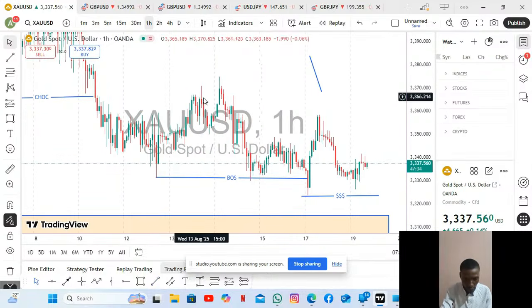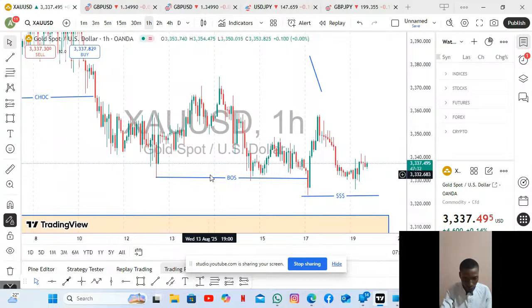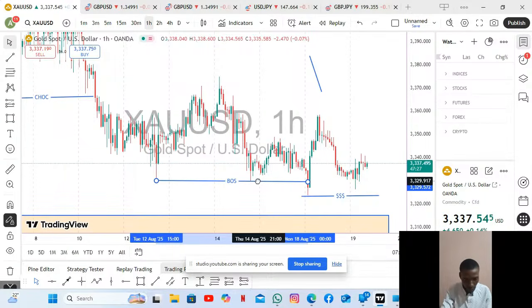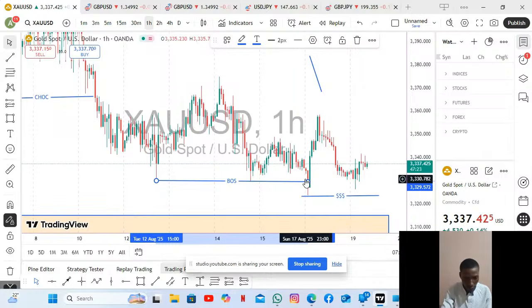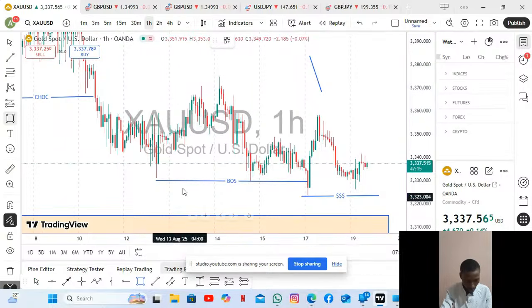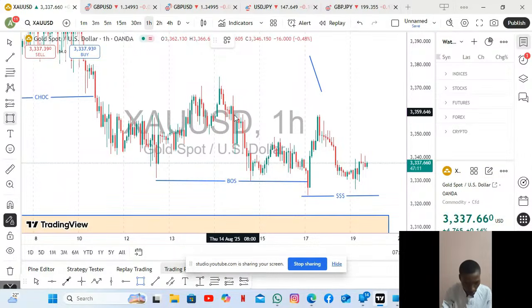What that means for us is that after this break of structure, what did price do? Price came up and did what? Let's see the section that price came to. Is there any valid order block here? Let's see.